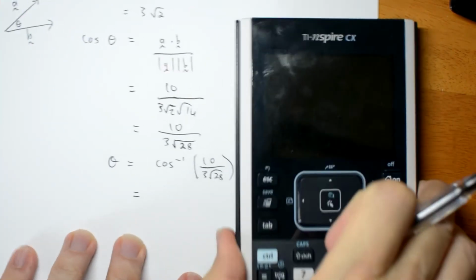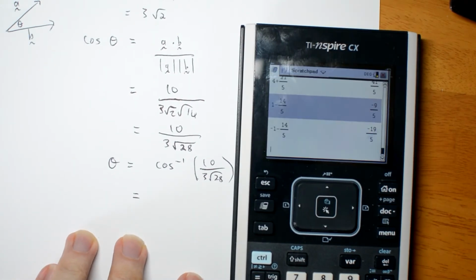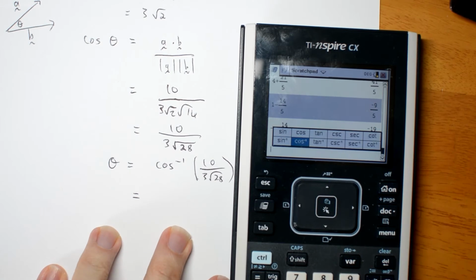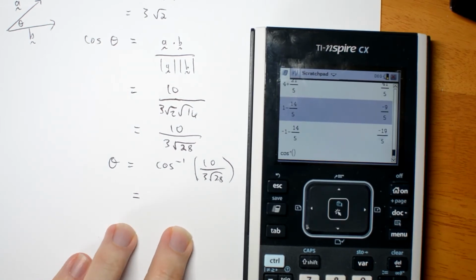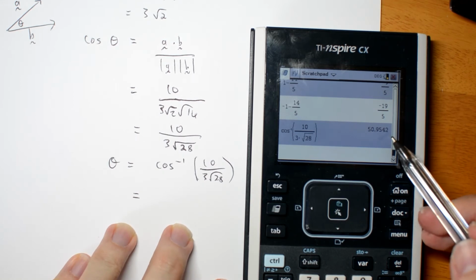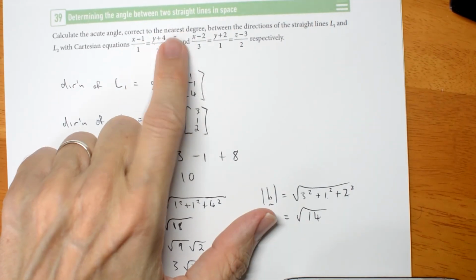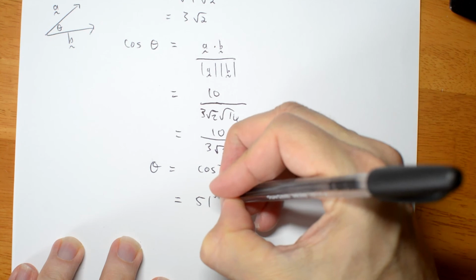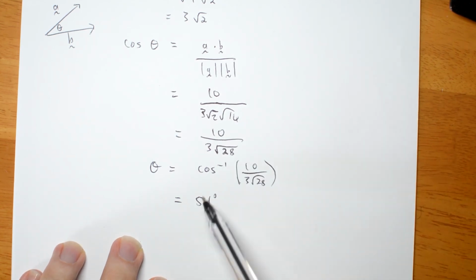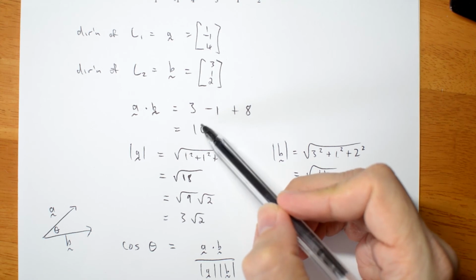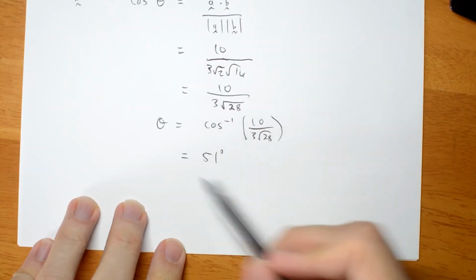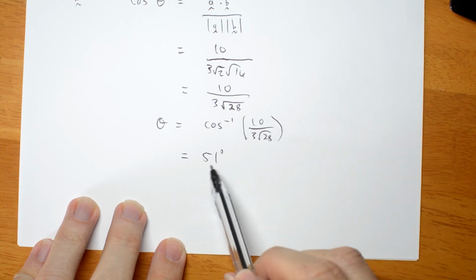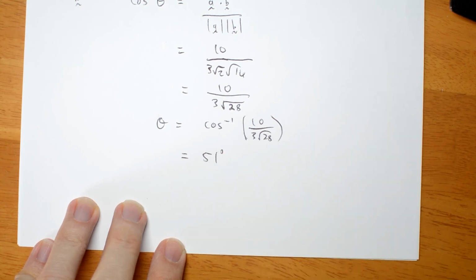which is inverse cos of 10 over 3 root 28, which is 51 degrees to the nearest degree. 51. Of course, if I hadn't realised it was positive, I'd used a negative number and got an obtuse angle here, I should just have gone, well, I want 180 minus that number to get the acute one.